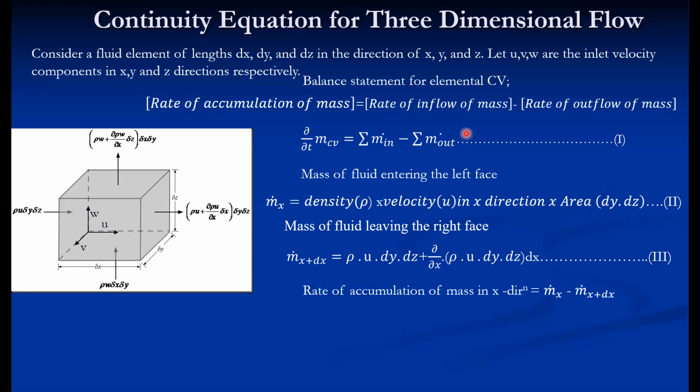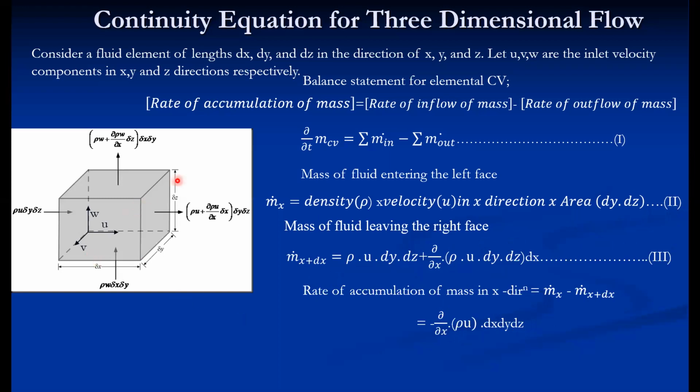Now the rate of accumulation, in minus out, that is 2 minus 3, that is m dot x minus m dot x plus dx. So the rate of accumulation of mass, only considering the x direction here, is the subtraction of 3 from 2. So 2 minus 3, this term gets cancelled. So only the term that remains is minus ∂/∂x of rho u dx dy dz. So this is the rate of accumulation along the x direction.